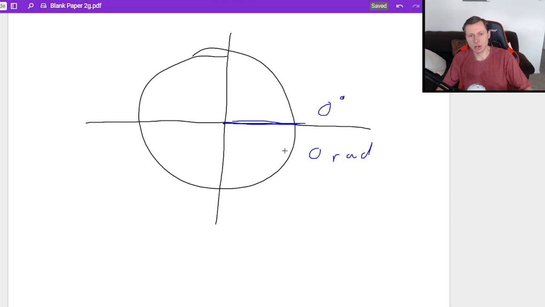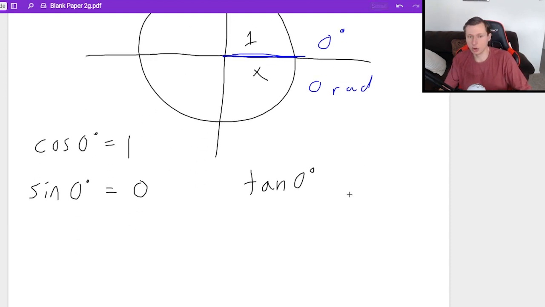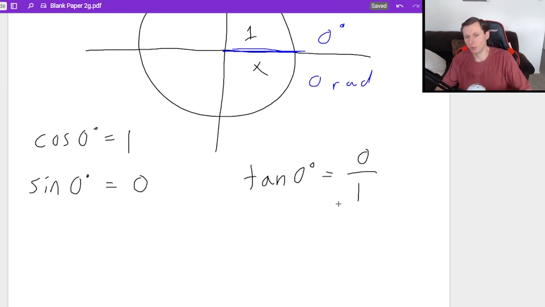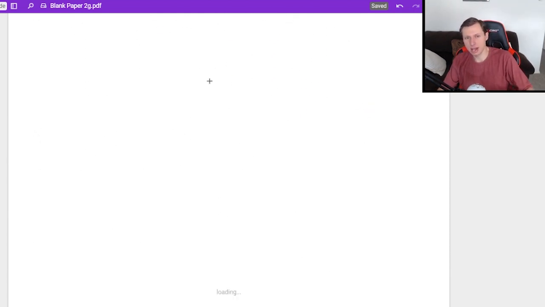Well, since the cosine is the x value and the radius is 1, I instantly know the cosine of 0 degrees or 0 radians is going to be 1. Similarly, the sine being the y value, there is no y value, it's 0 for the y value. So sine of 0 is 0. And then once again, tangent of 0 degrees or 0 radians is the sine over the cosine. It'd be 0 over 1. The tangent of 0 is 0. That's pretty cool. Now let's consider another angle.